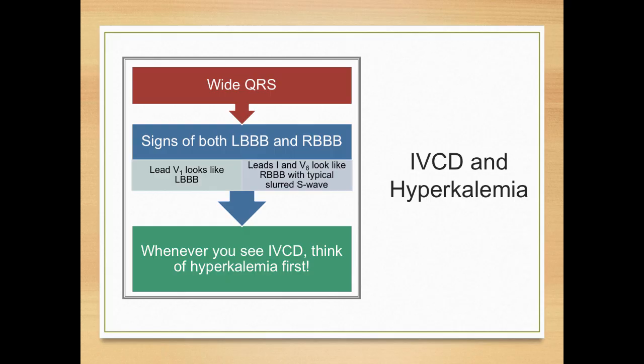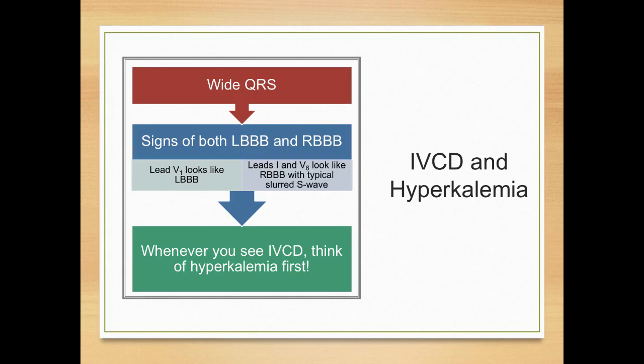The IVCD, again, this intraventricular conduction delay, looks like a bundle branch block, but it's not a bundle branch block. It's still a wide QRS complex, just caused by something else. In this case, it's going to be hyperkalemia. When we see IVCD, we see signs of both left bundle branch block and right bundle branch block. So for example, maybe we look at V1 and it looks like a left bundle branch block. Maybe it's a negatively reflected wide QRS complex. We're thinking left bundle branch block.